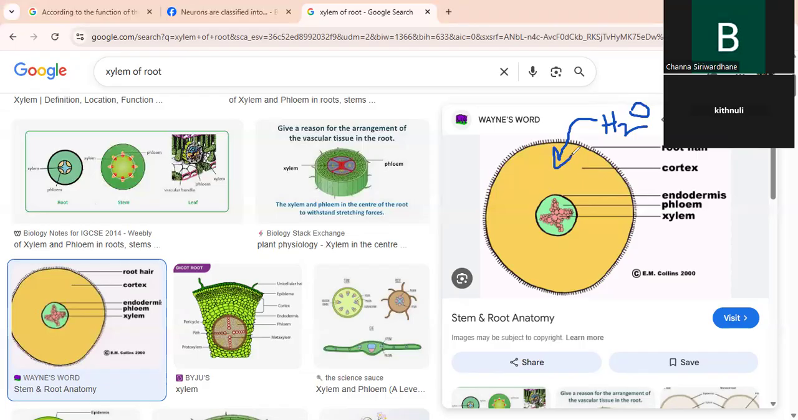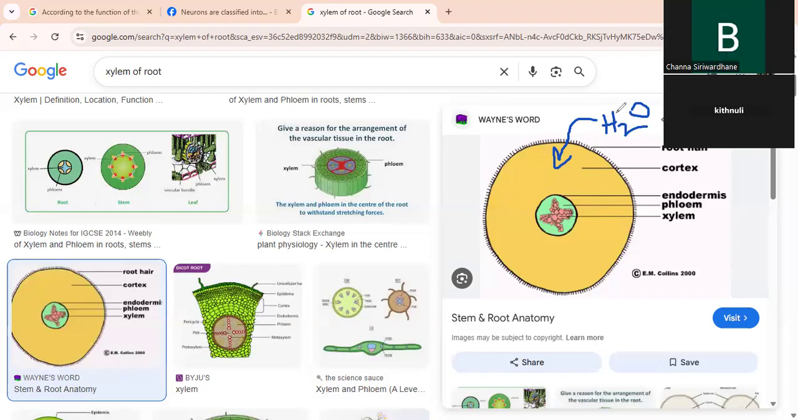Okay, though? Remember, the cross section of a root and the stem are different. There are differences. So the root is another thing, the stem is another thing, right? Here we are talking about the root.